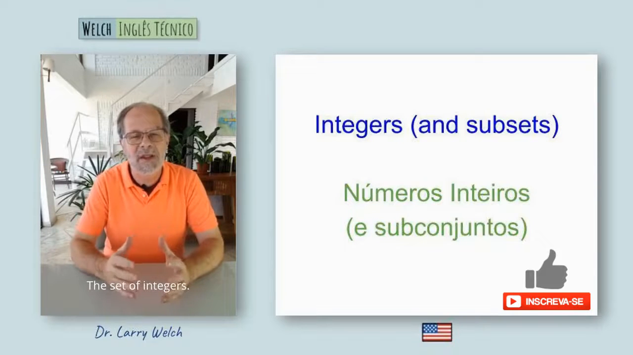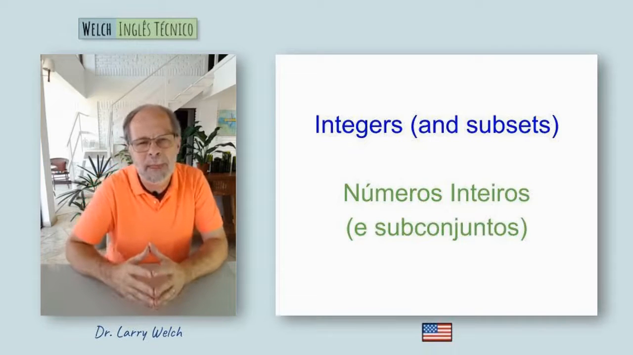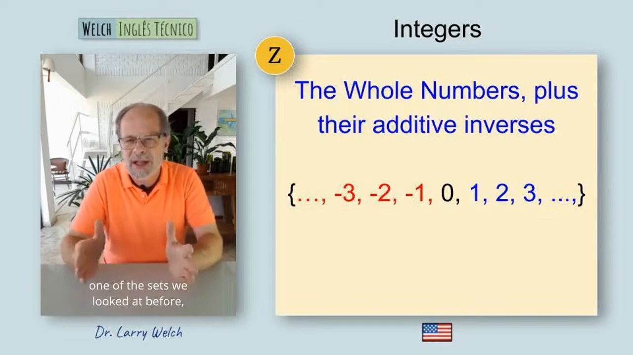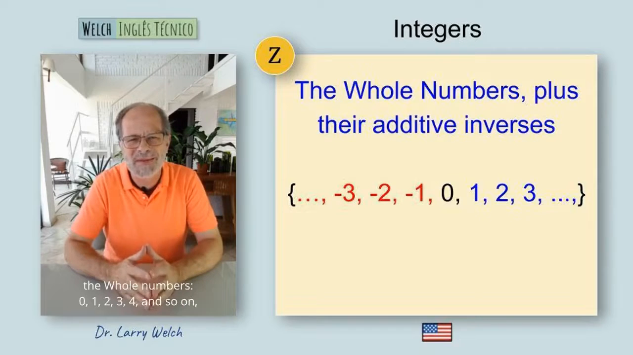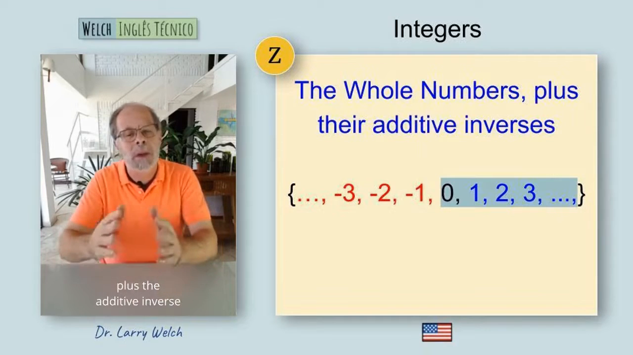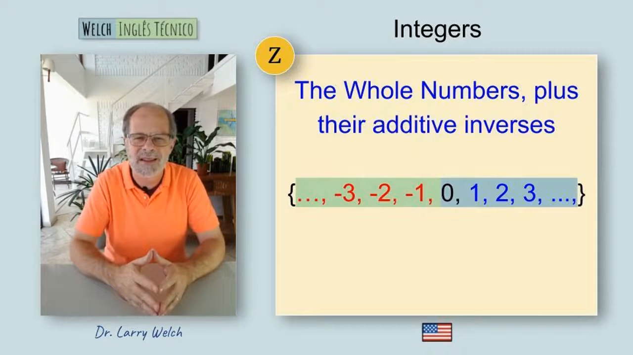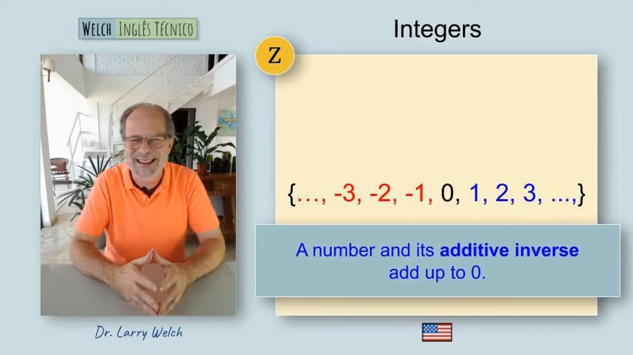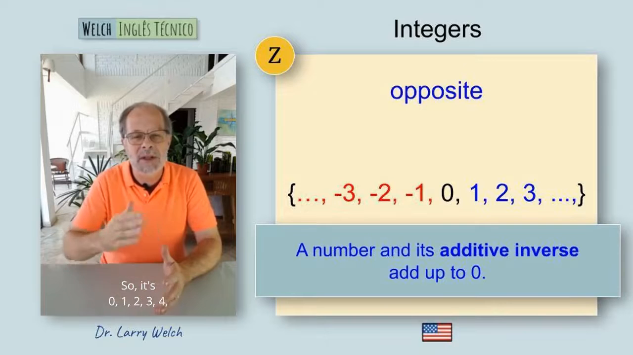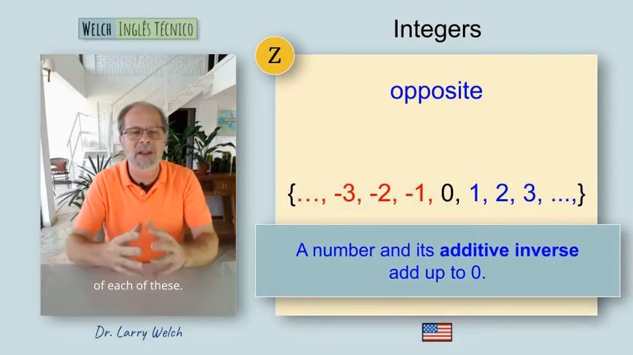The next set that we will look at is the set of integers, and we will also look at some of its subsets. The set of integers is formed by one of the sets we looked at before, the whole numbers, 0, 1, 2, 3, 4, and so on, plus the additive inverse of each of those numbers. What's an additive inverse? Well, another name for additive inverse is opposite. So it's 0, 1, 2, 3, 4 plus the opposite number of each of these.